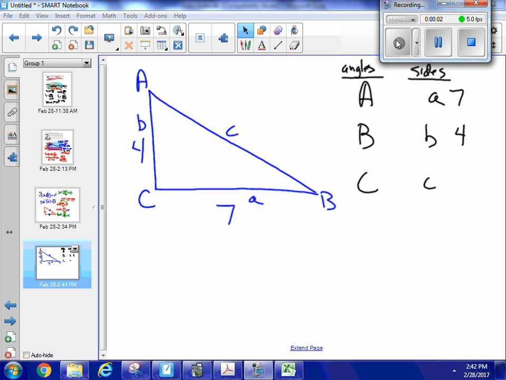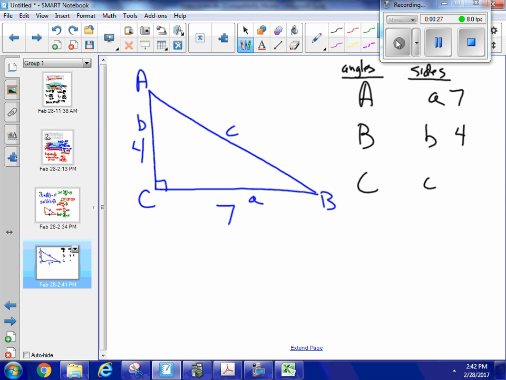Let's see if we can solve this right triangle. We're only given two sides. We're not given any angles here. So when I'm not given any angles, the only angle that I really know is that I have a right triangle, so I know that's 90 degrees. But I never want to take sine of 90 or cosine of 90 or tangent of 90.